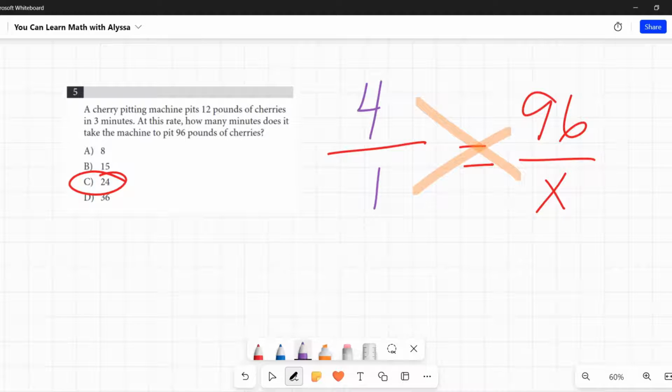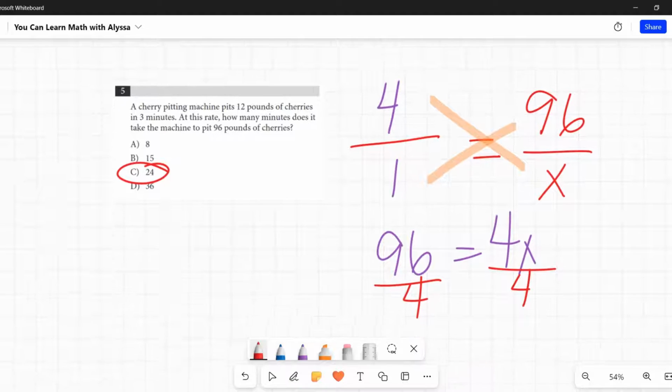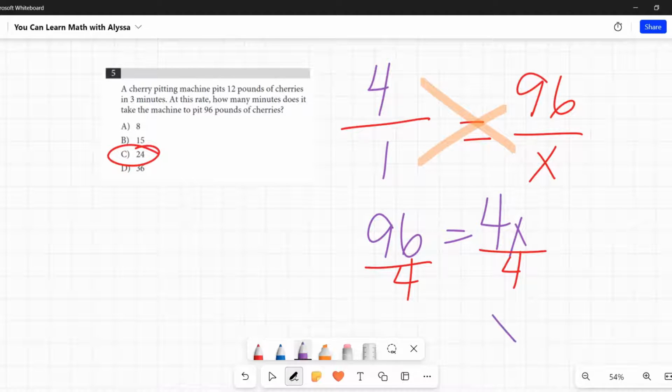I would say 1 times 96 is 96, and 4 times x is 4x. To solve for x, I would divide both sides by 4, and once again, we're going to get that x is equal to 24. So either way, if you just do the more logic and thinking about it that way, or if you prefer the structure of setting up a ratio and cross multiplying, both are 100% valid. Both will get you the right answer.